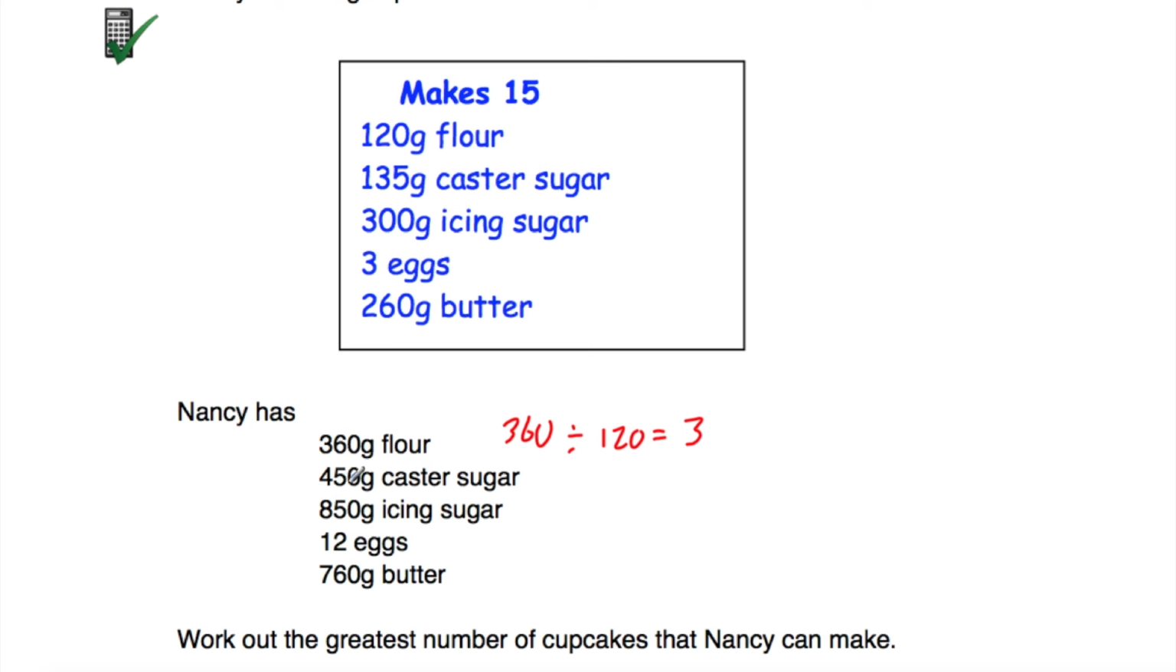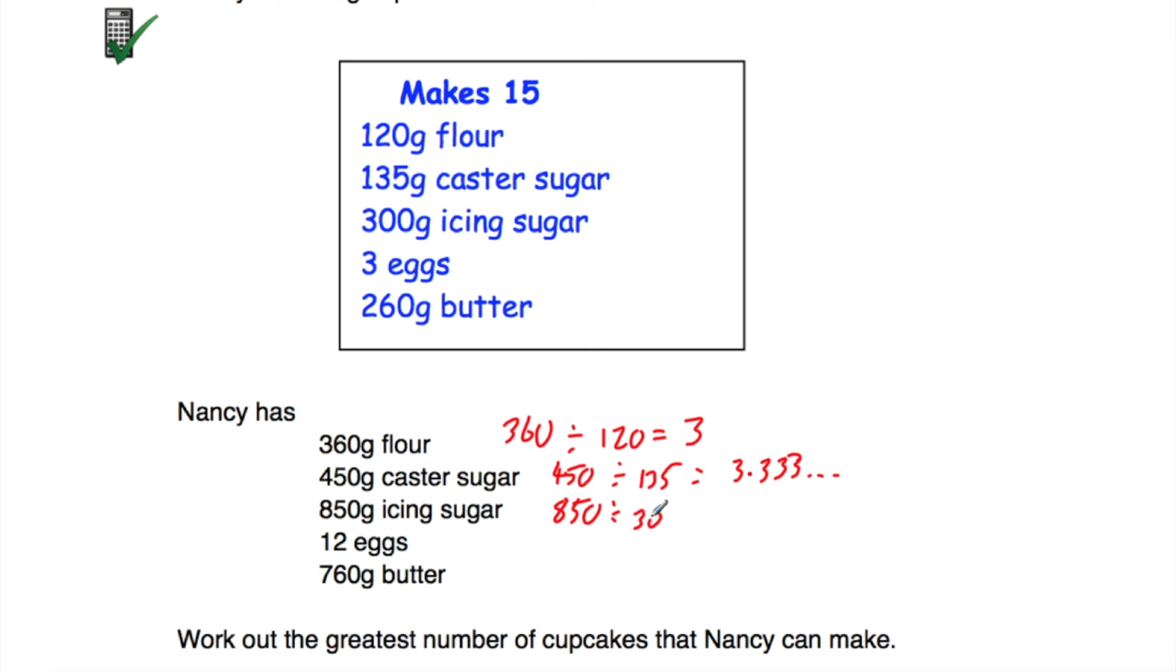So let's do that. So she's got 450 grams of caster sugar. If we divide that by 135 grams of caster sugar, that would be equal to 3.333 and so on. So she's got 3 1/3 times as much caster sugar. So at the minute, the flour is the thing that's limiting her because she's only got 3 times as much of that. In terms of the icing sugar, 850, that's how much she's got.